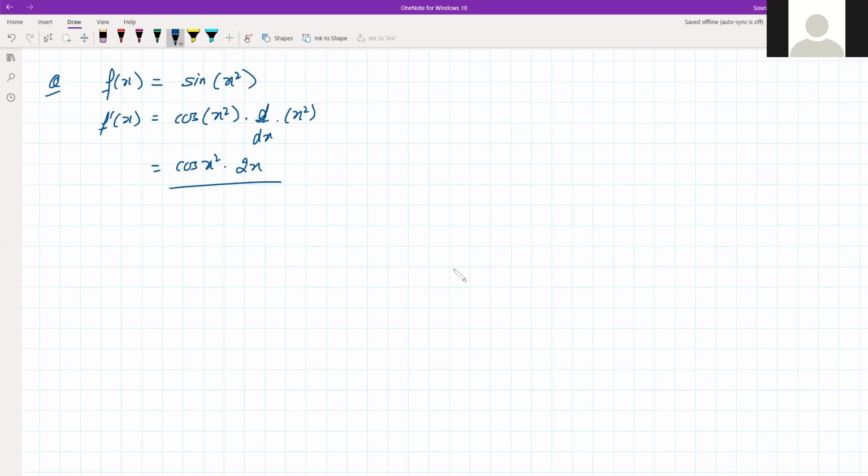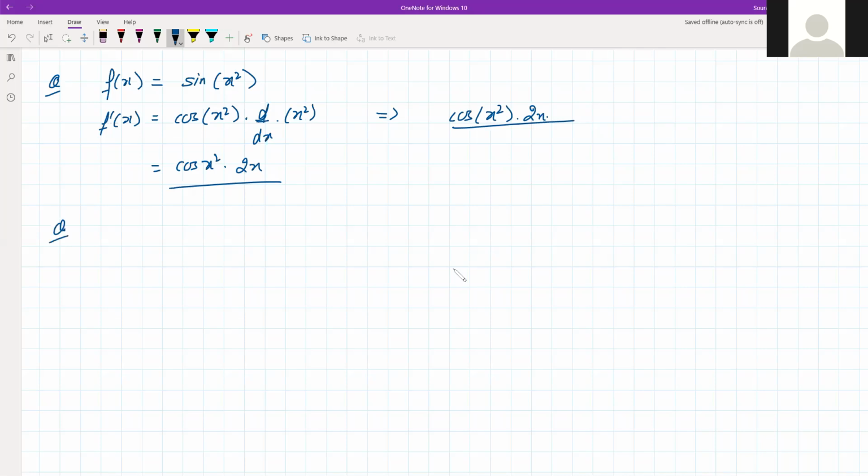And with time or more practice, you will be able to do it without writing this d by dx. So you will be able to write it just like this: okay, outermost function is sine, so its differentiation will be cos, then x square, then differentiation of that, that is 2x. So you'll be able to solve such problems in one step, right?